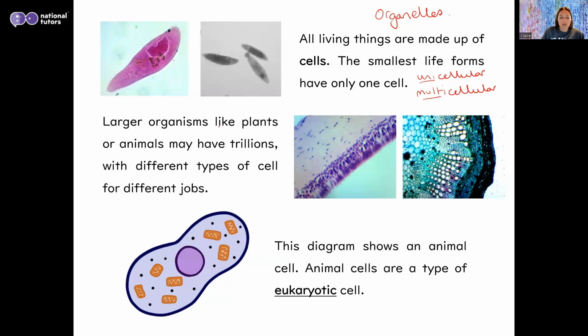Larger organisms like plants or animals may have trillions, with different types of cells that do different jobs. In us, we have over 200 different cells controlling and enabling us to stay alive, basically.